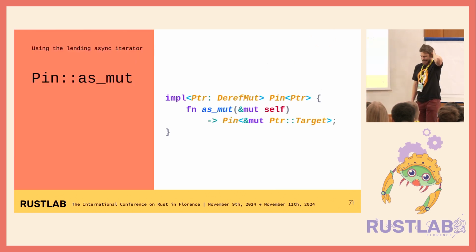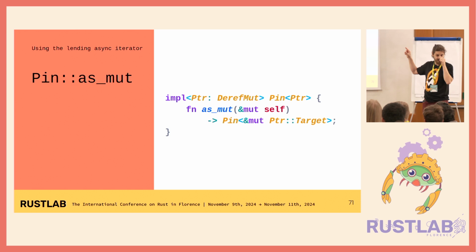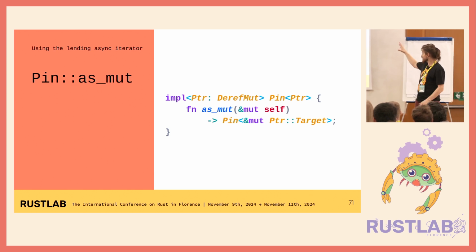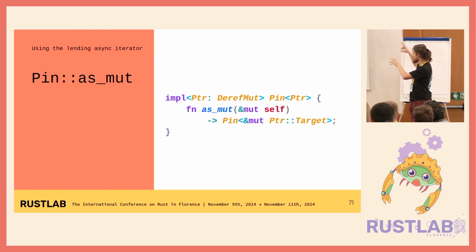Okay, maybe the fault is about this little thing. This is the definition, the signature of the as_mut function inside Pin, okay? As you can see, self in this case is the Pin, not the inner type, okay? So we take the mutable reference to the pin, and we return a pin with a mutable reference of the target.